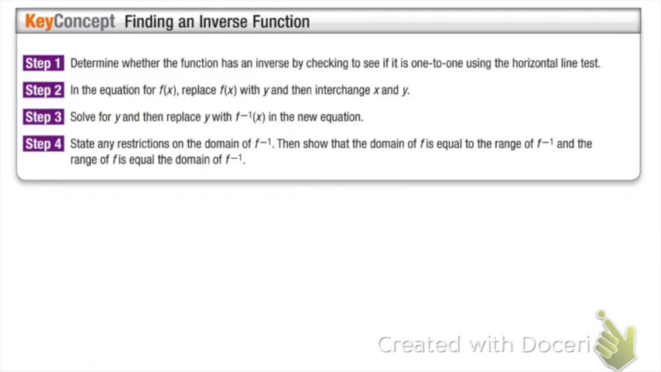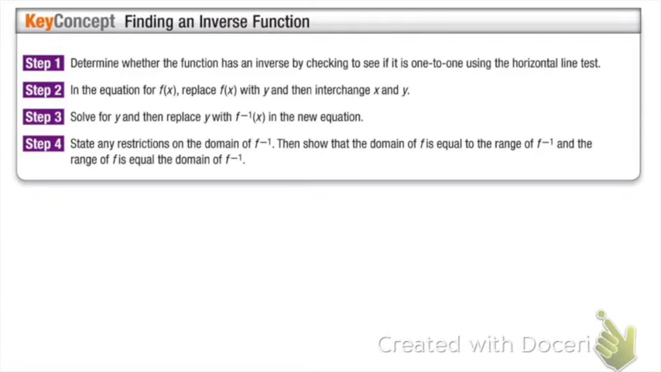Then we want to find an inverse function. So you've done this before. First, make sure it's a function. So you have to do the vertical and horizontal line test to make sure first that you have a function and that you can take the inverse. Then in the equation for f of x, replace f of x with y and interchange the x and the y's. So you're going to change all your x variables to y's and all your y variables to x's. We solve for y, and then at the end we replace the y with f inverse of x.